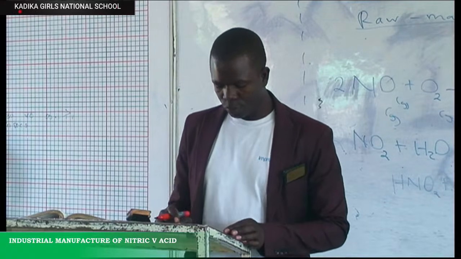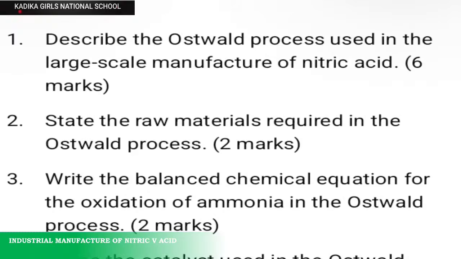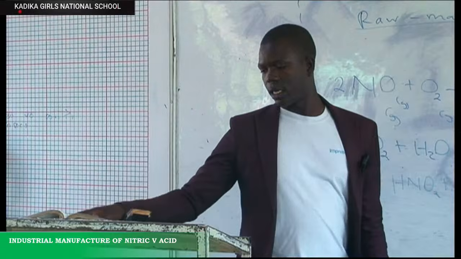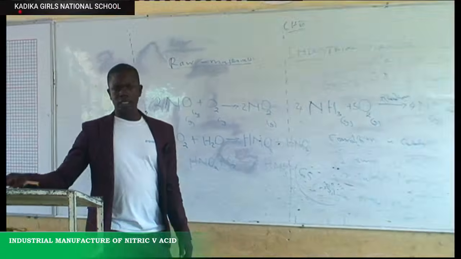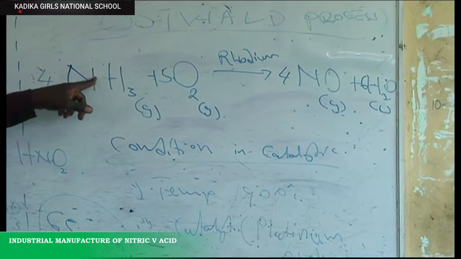So another question: write the balanced chemical equation for the oxidation of ammonia in the Ostwald process. Actually, that equation is very important. You can write it there, and you can observe it is written here on the board. You can also write it and we discuss it together.